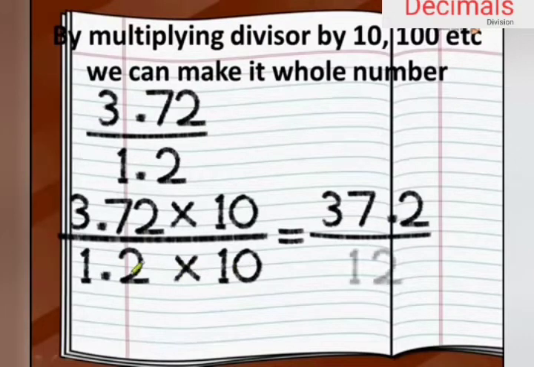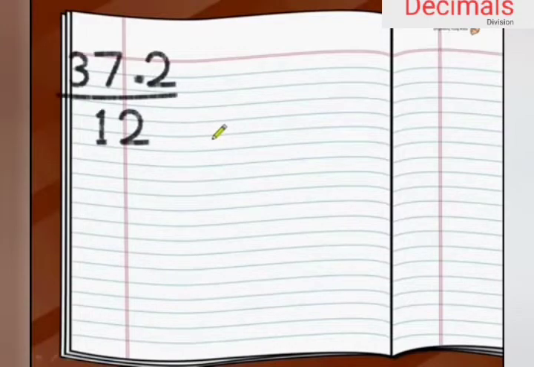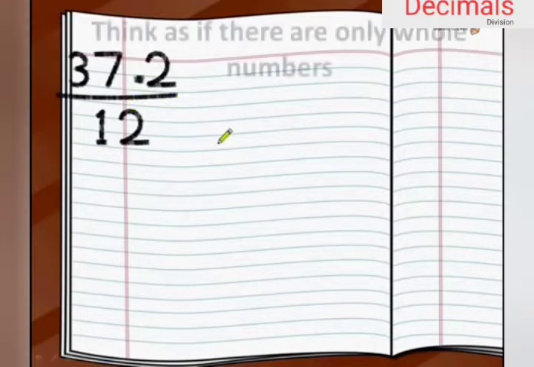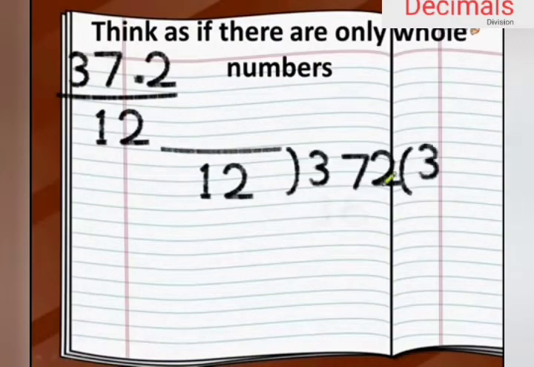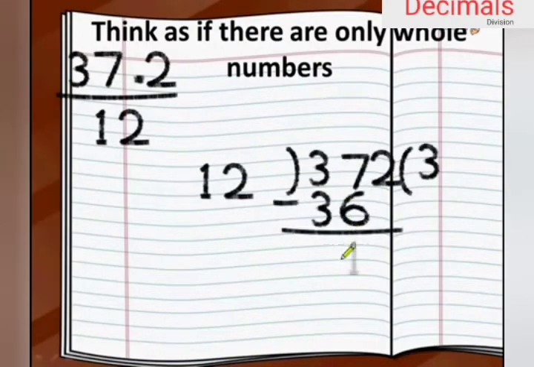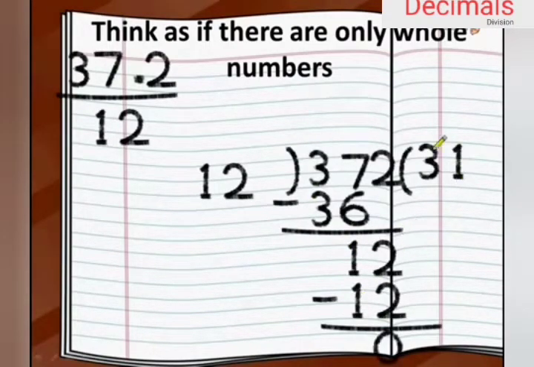If you multiply 3.72, one decimal point will shift after 7, since it is multiplied by 10, and in the denominator we will get our whole number part, as there are only tenths. So in this way we have made our task easy. So now you easily know how to divide it by ignoring the decimal point. Dividing 372 by 12, we will get 3 times 36 and then 1 times 12. Yes, so 31 will be our quotient.